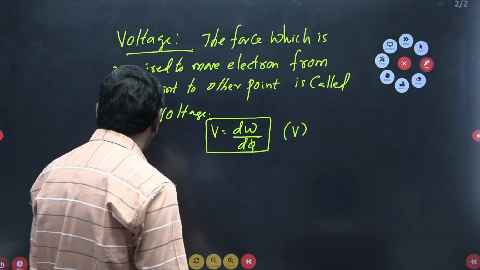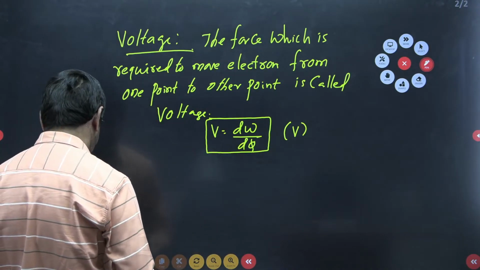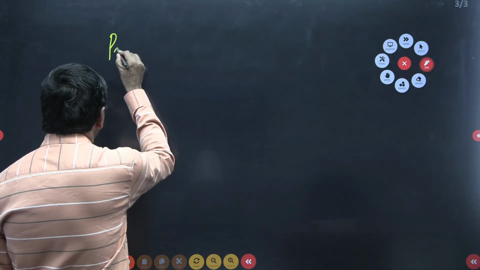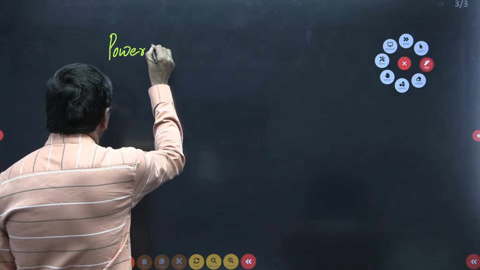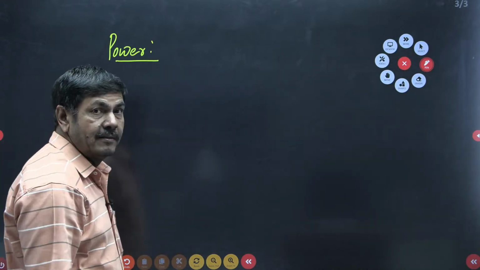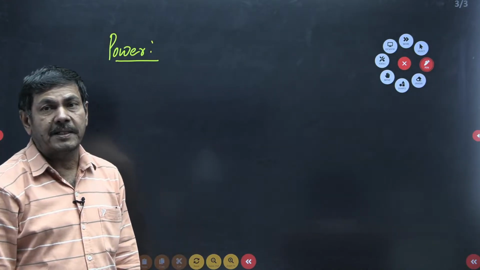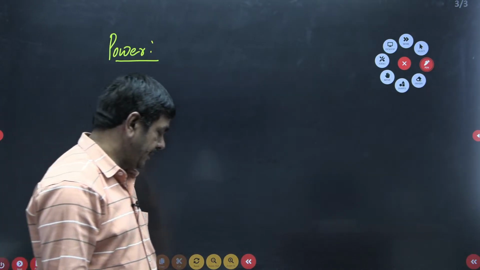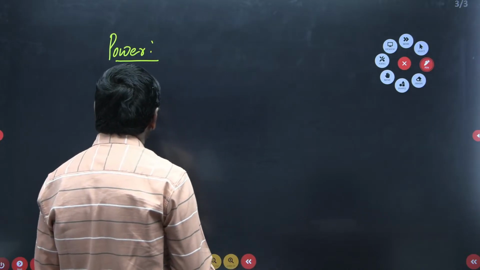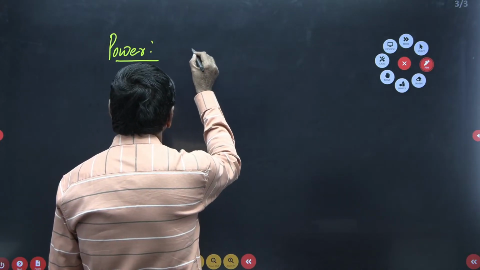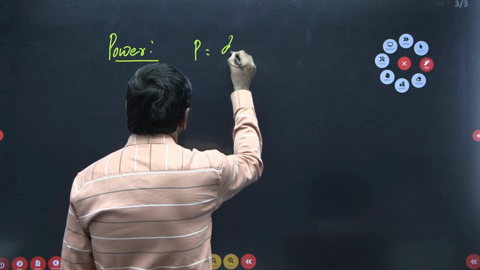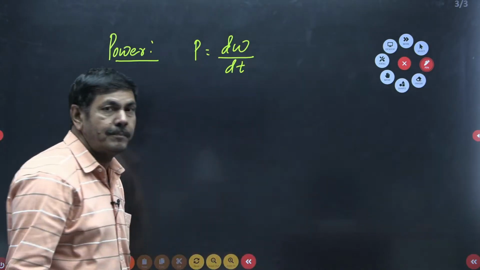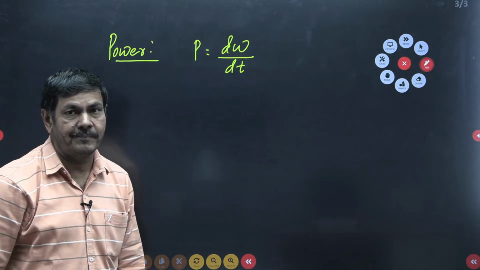What about the power? How can we find the power, sir? Next one is the power. Power is work done per time. Power equal to work done by time, dW by dt, is said to be the power. The power calculation is done by this formula.